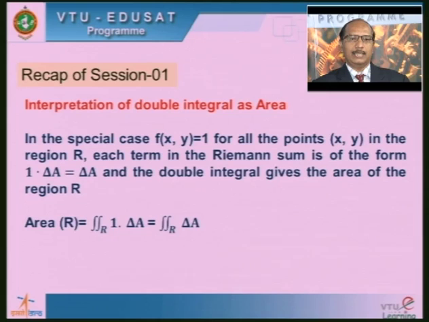To calculate the area of region R, we replace the function, that is, the height of the rectangular box, by 1. So in the Riemann sum, if all the rectangular boxes have heights 1, we are only adding the base areas of all the rectangular columns. That means the double integral of 1 times dA, which is the double integral over R of dA, gives the area of the region R.